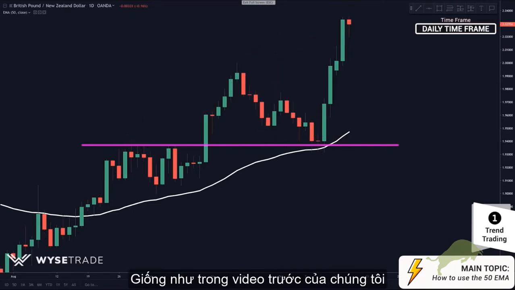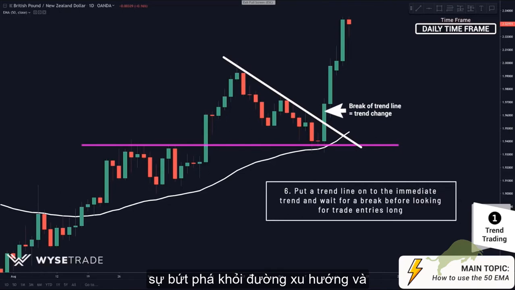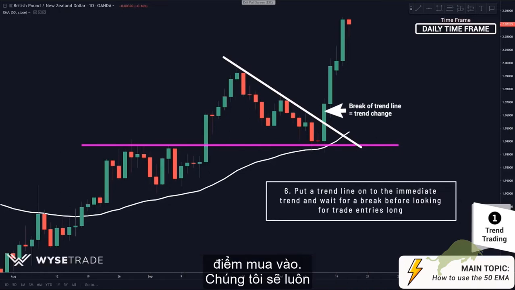So just like in our previous video, what you do is you put a trend line on top of this moving downtrend and wait for a break through the trend line. And once you have that break, you start looking for long entries.